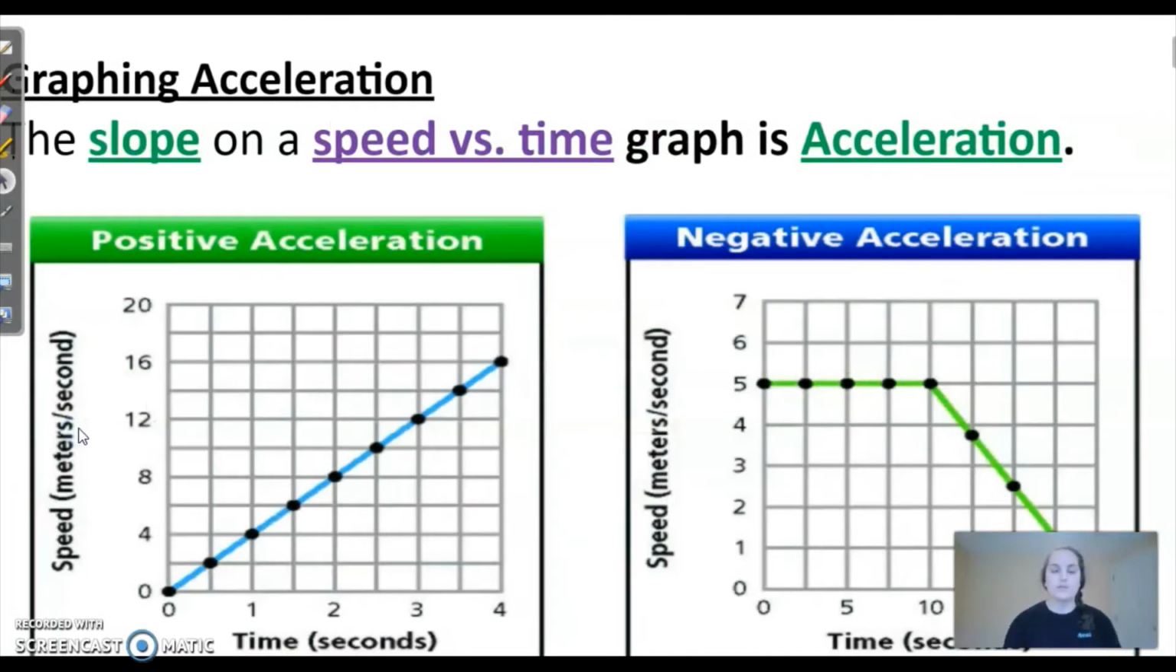Another way that we can show acceleration is with a speed over time or a velocity over time graph. And when you see something like this, the slope of a speed versus time graph is your acceleration. So remember, you want to take the rise over the run, the change in the y over the change in the x in order to get the slope, and then you can solve for the acceleration of your object.